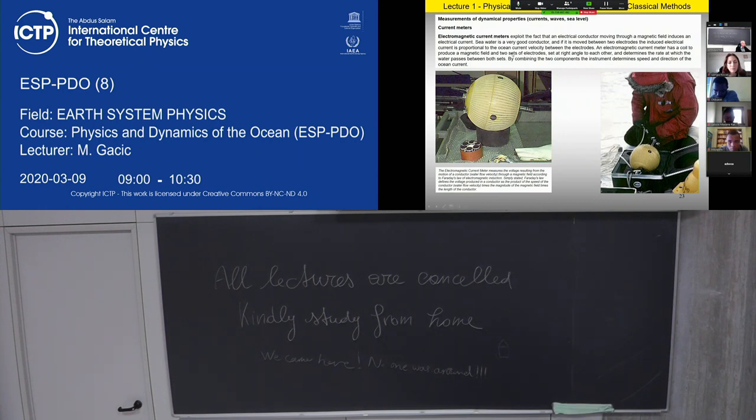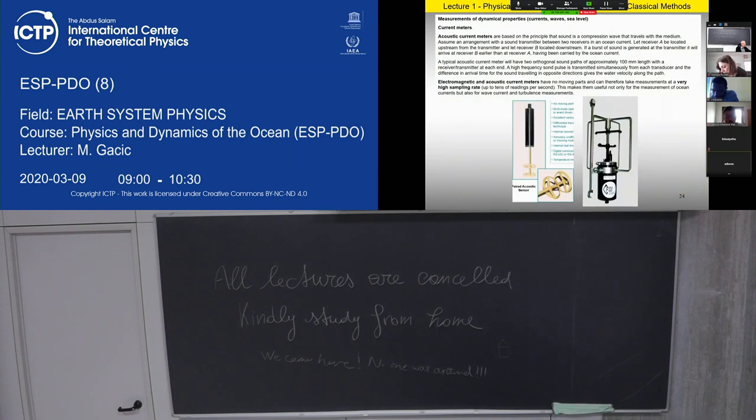Then we have the electromagnetic current meter. In that case, we don't have any rotational part. It exploits the fact that an electric conductor moving through a magnetic field induces an electric current, because we know that seawater is an electrical conductor. Then moving through a magnetic field induces an electrical current, and we can measure this current. This current meter measures the voltage resulting from the motion of a conductor, which is water flow, seawater. If it were fresh water, it would not be possible to measure the currents with this current meter. And then we have this kind of current meter. This has been used less than the other one.